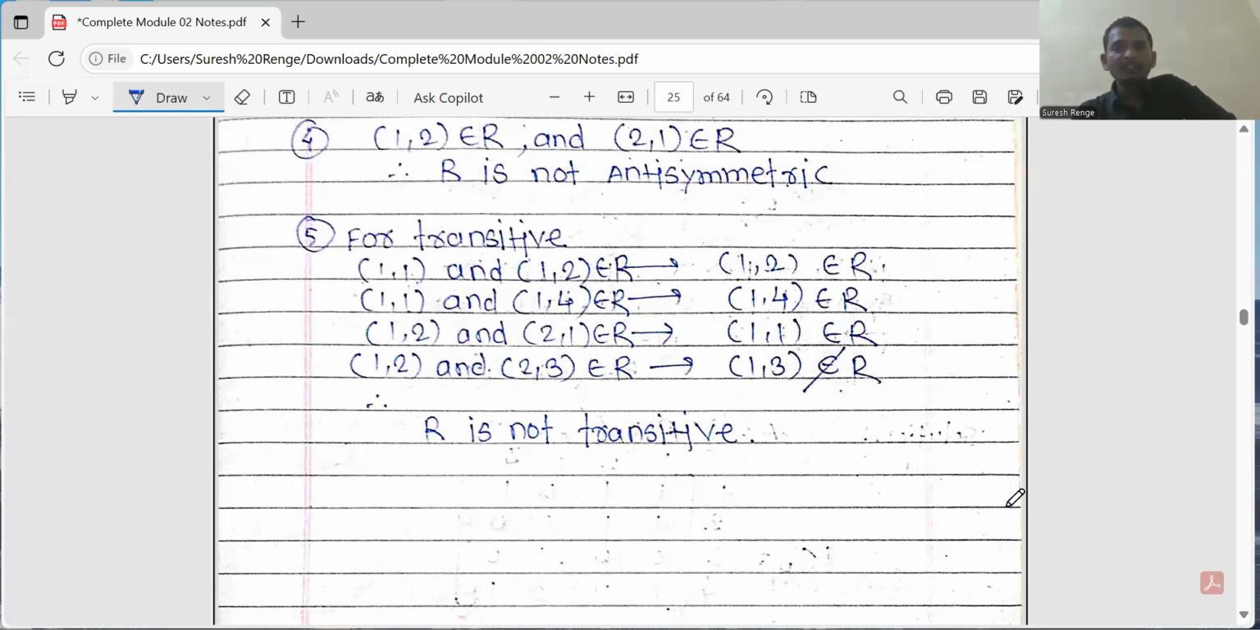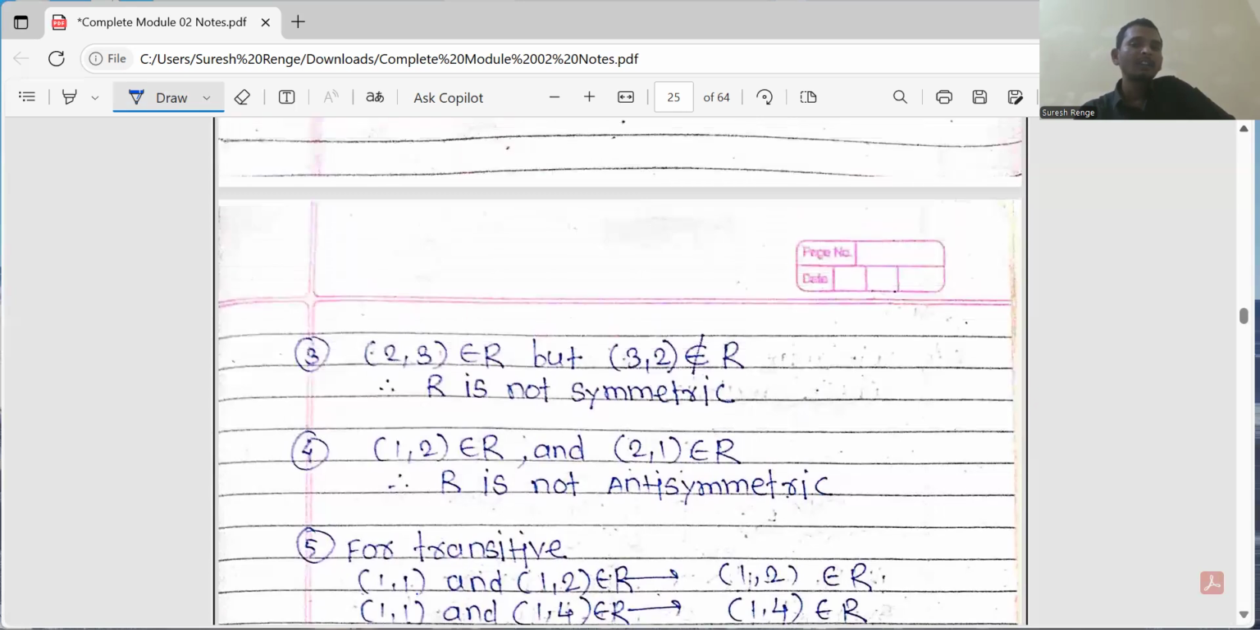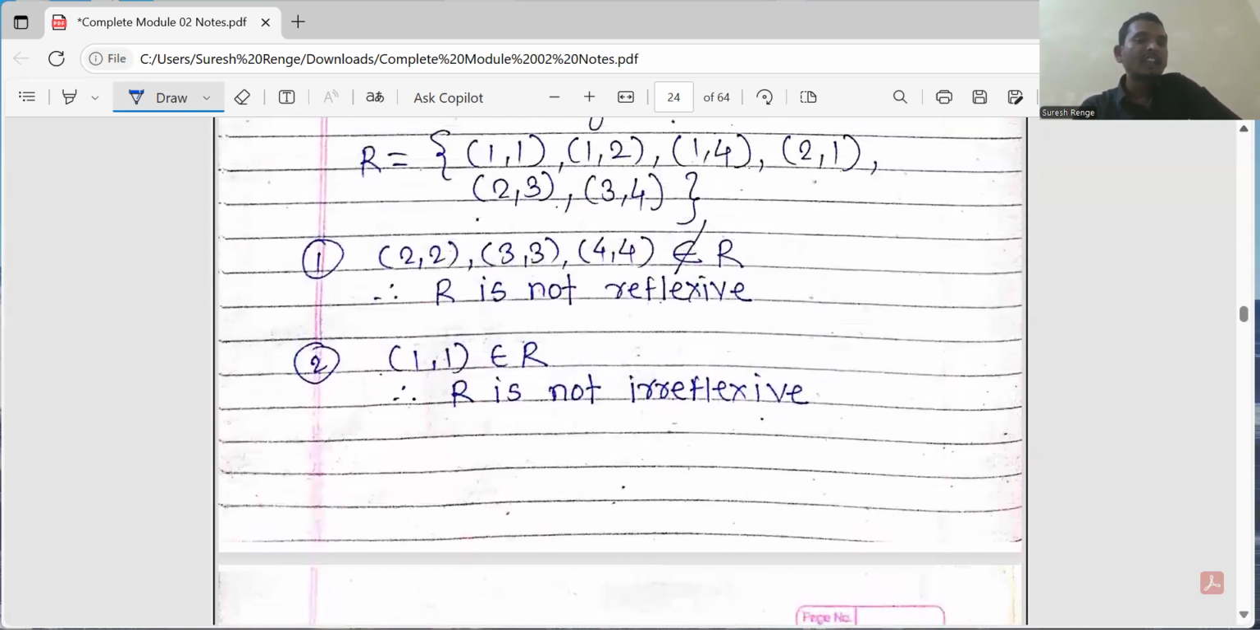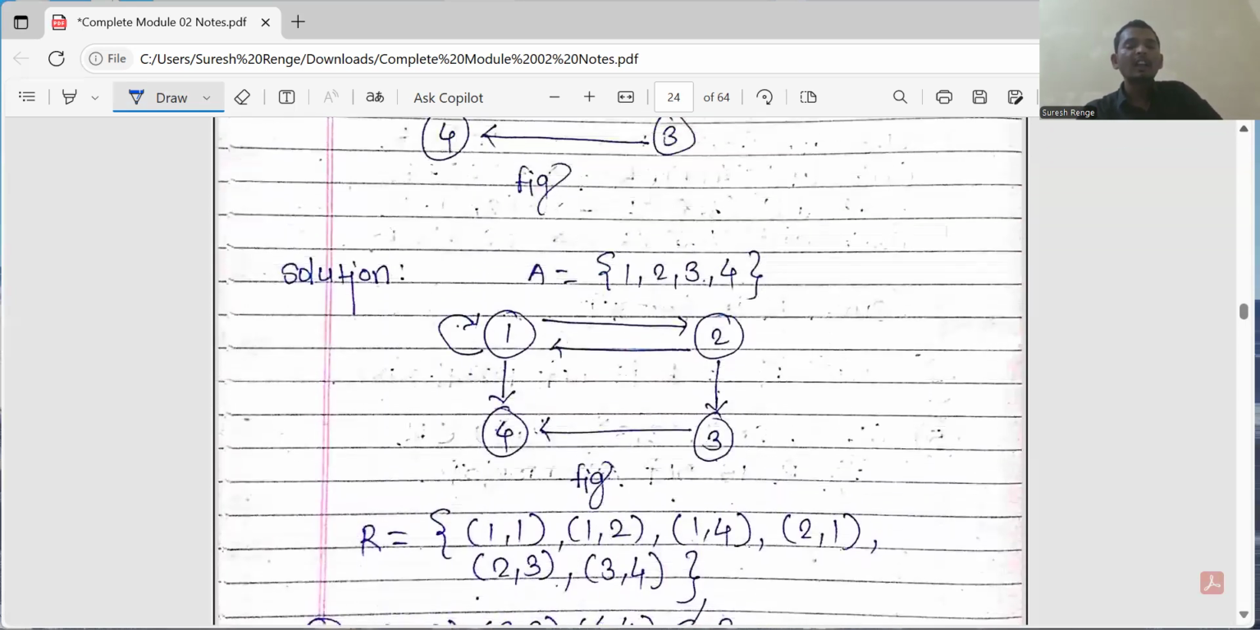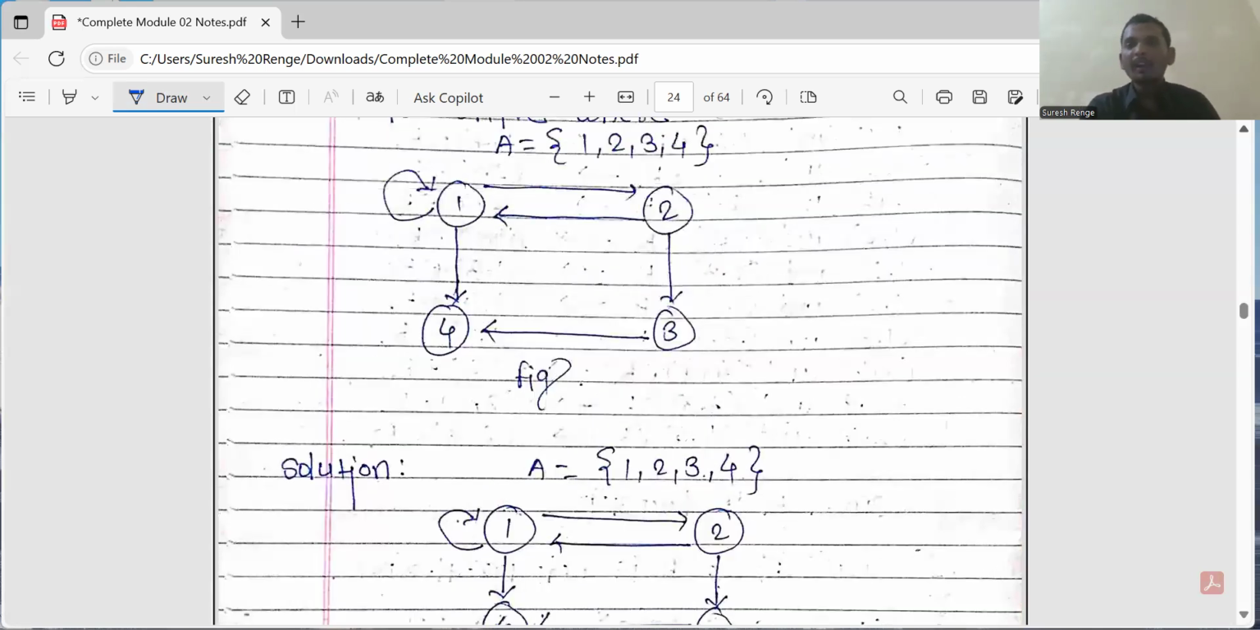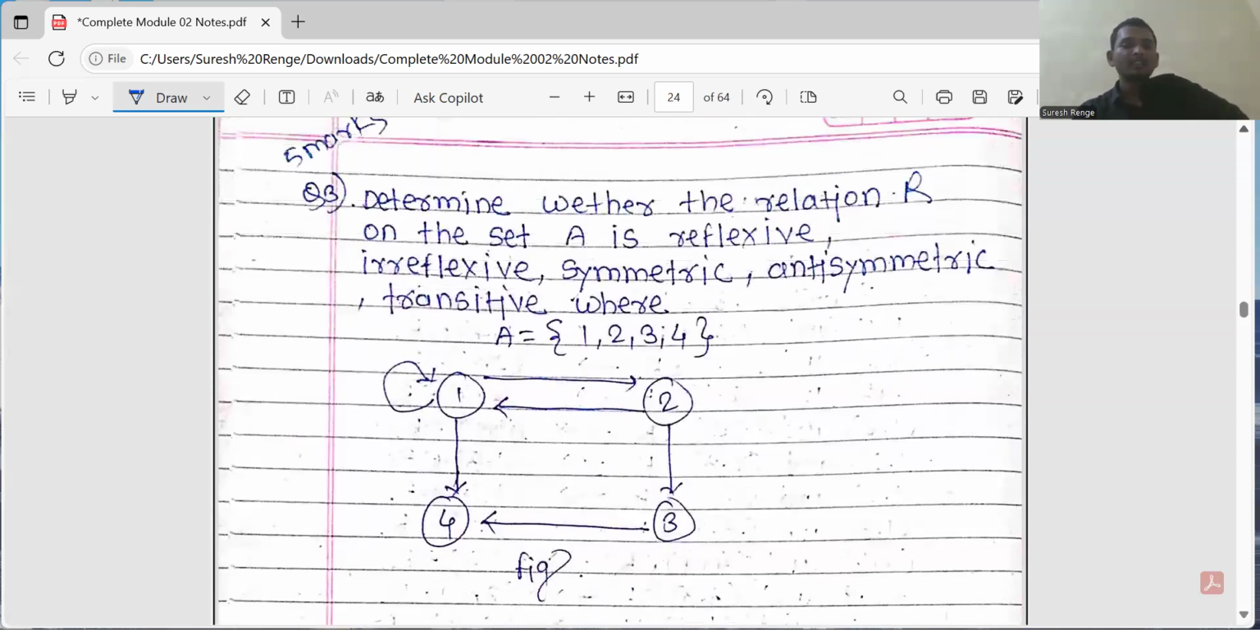This is a simple example. Relations are given by diagrammatic representation. The question asks to check whether the relation is reflexive, transitive, anti-symmetric, and symmetric. We also want to check irreflexive. We can check these easily.